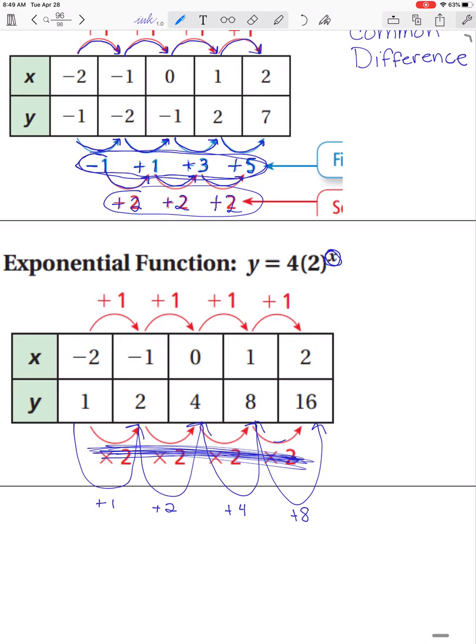So you would say, okay, what if it's quadratic? Let me see if there's a second common difference. So how did I go from 1 to 2? I added 1. How did I go from 2 to 4? I added 2. How did I go from 4 to 8? I added 4. So there's no first common difference, and there's no second common difference.